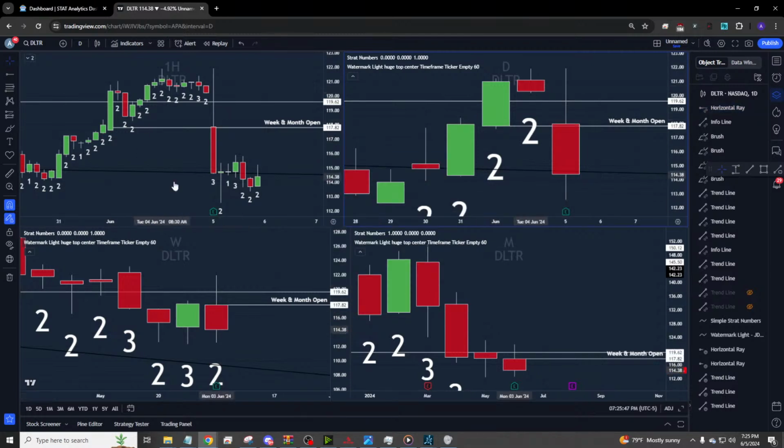So Dollar Tree, just an example of the day and 60 group go red, negating the week and month open, changing the continuity, changing who's in control.